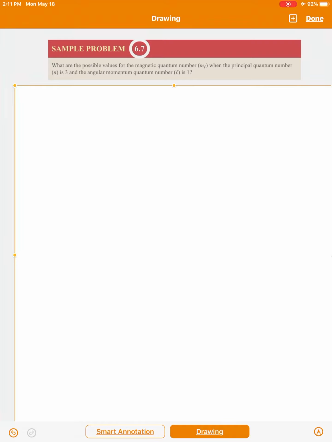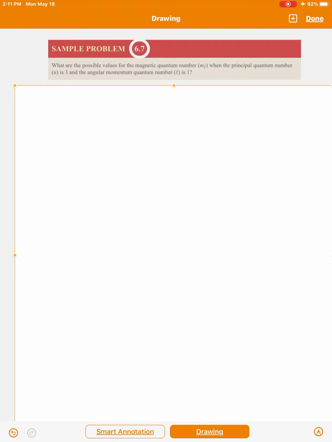Okay, this is sample problem 6.7. What are the possible values for the magnetic quantum number, m sub l, when the principal quantum number, n, is 3 and the angular momentum quantum number, l, is 1?